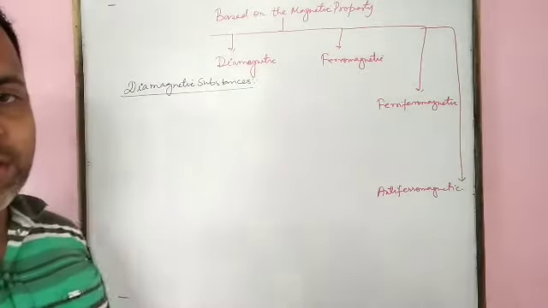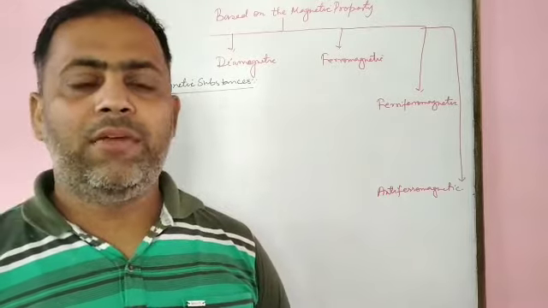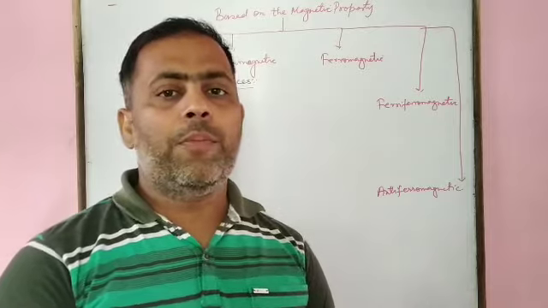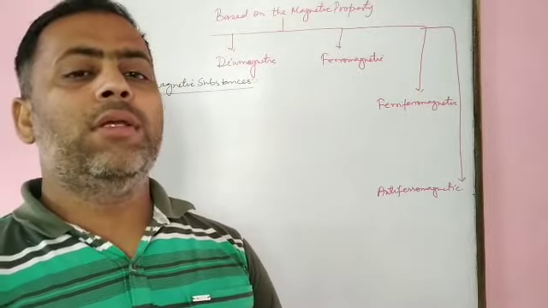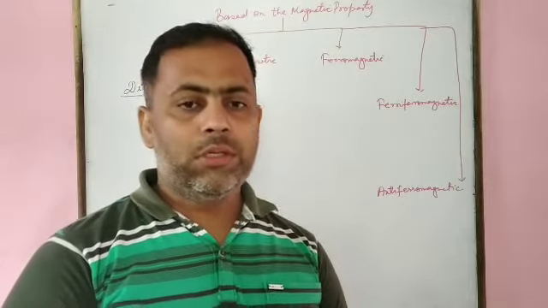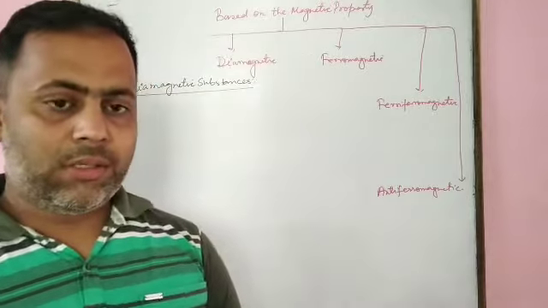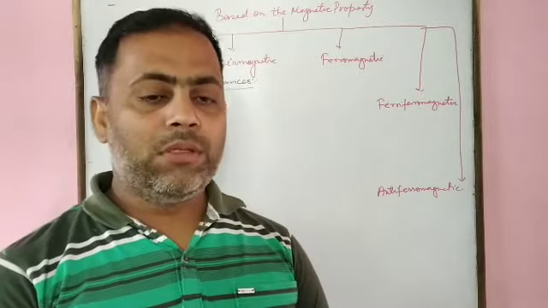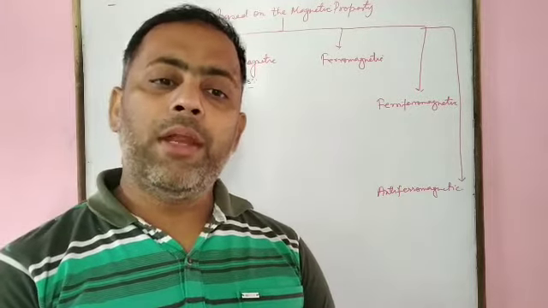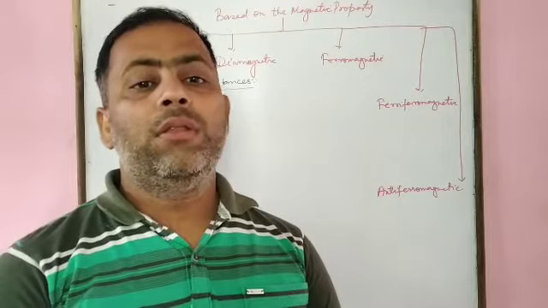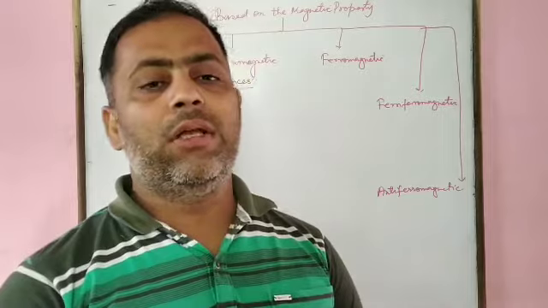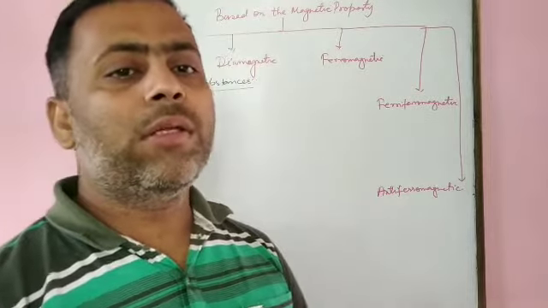These are the substances which are weakly repelled by the magnetic field because they are poorly magnetized in the opposite direction to the magnetic field. Why is it so? Because in this type of substances, the spins are paired. It means they have no unpaired electrons. They have paired electrons, therefore the spin of one electron is antiparallel to another and they cancel out each other, and they are termed as diamagnetic substances.